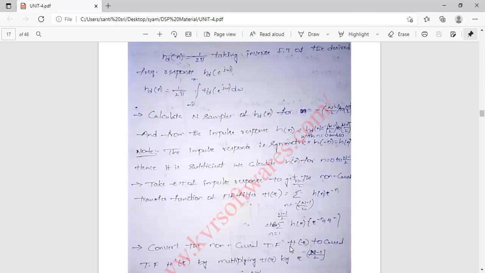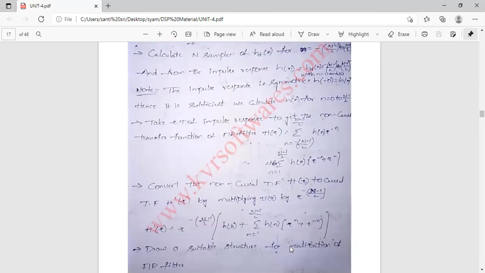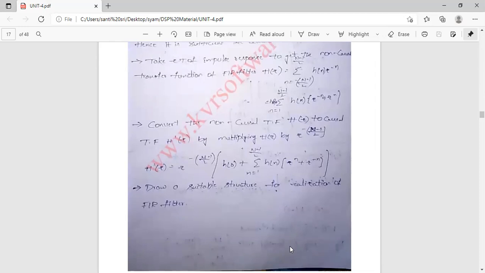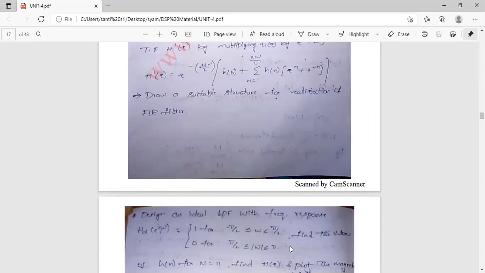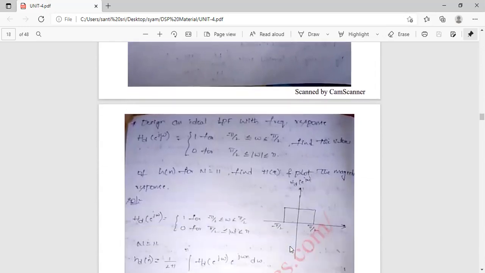So convert the non-causal transfer function H of z to the causal transfer function H dash of z by multiplying H of z by z power minus (N minus 1) by 2. So H dash of z is equal to z power minus (N minus 1) by 2 into (h of 0 plus sigma n equal to 1 to (N minus 1) by 2 of h of n into (z power n plus z power minus n)). So derive a suitable structure for realization of the FIR filter. Okay, so that is about the design.